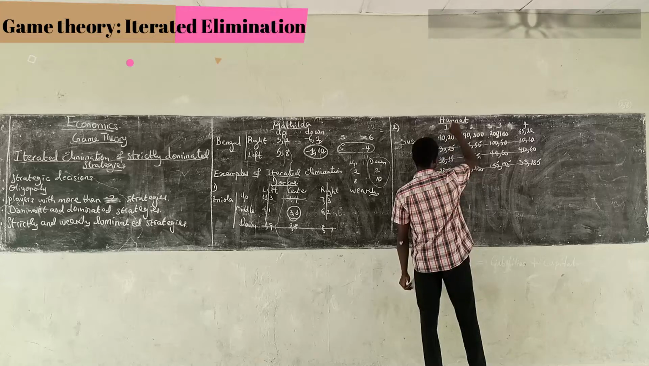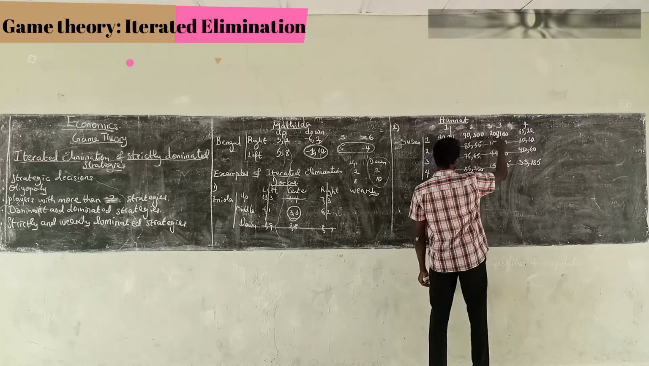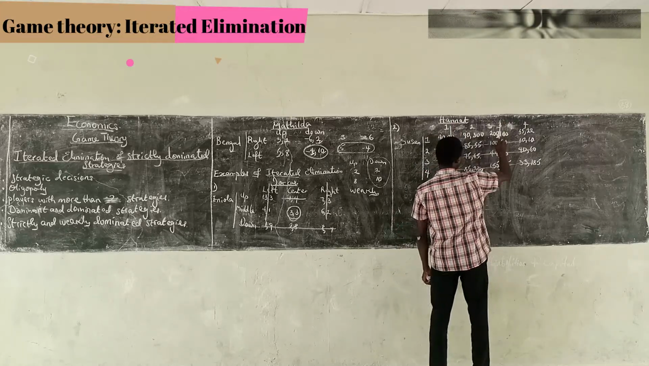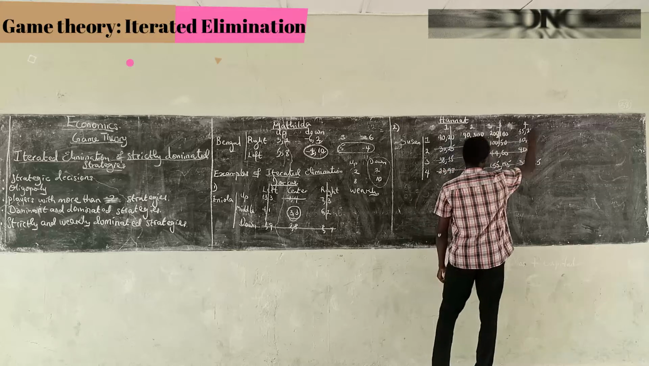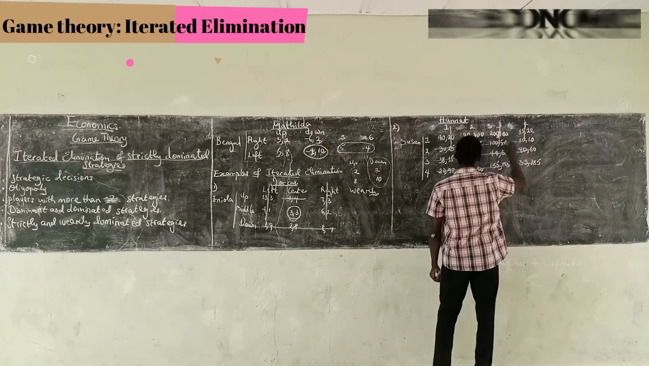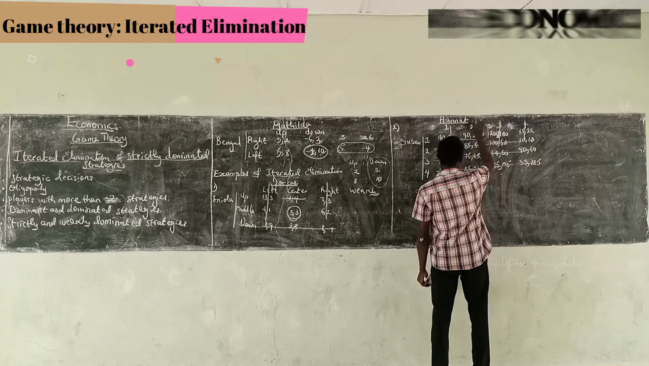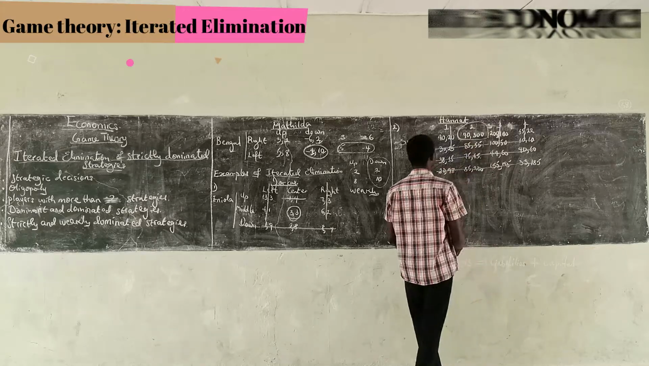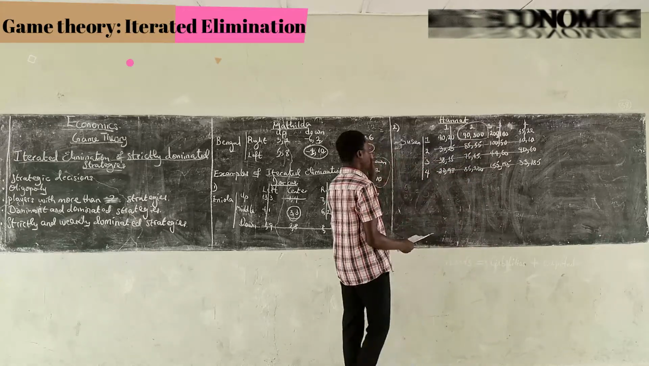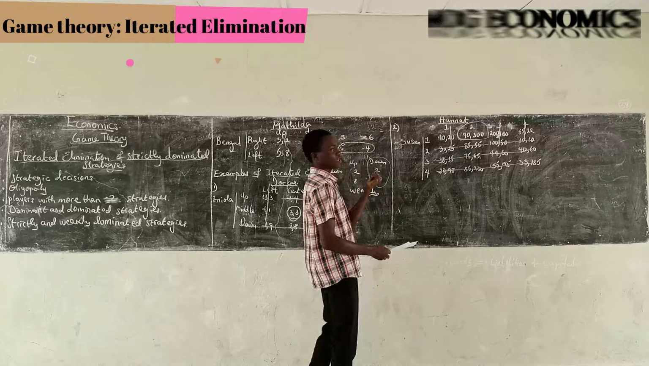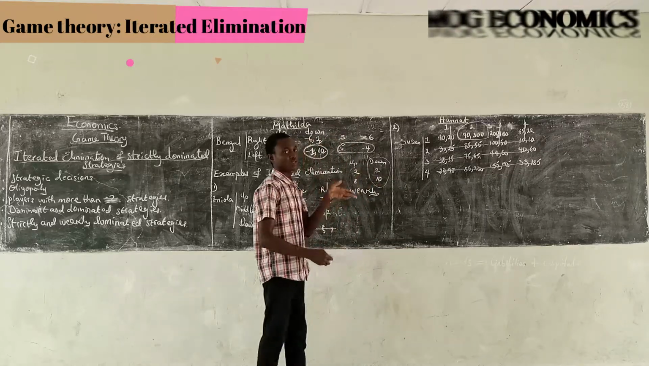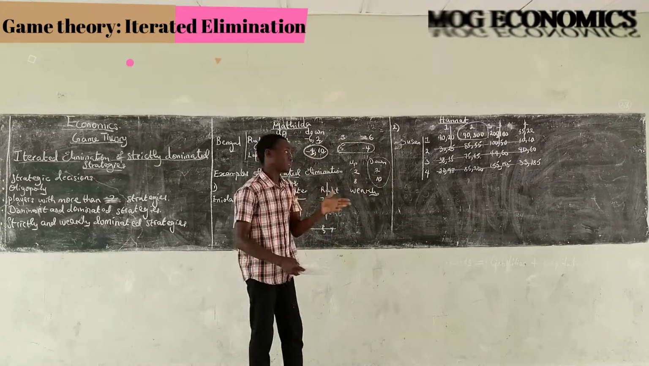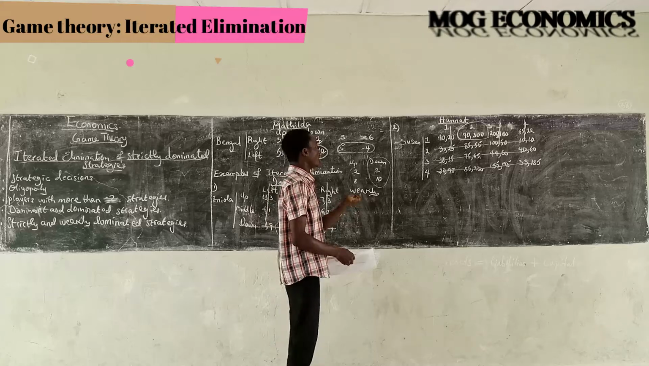So she won't play strategy 1. 300 is better than 100, so she won't play strategy 3. 300 is better than 22, so she won't play strategy 4. So our Nash equilibrium is here. The Nash equilibrium is where Hannah plays strategy 2 and Suzanne plays strategy 1. So that's the Nash equilibrium.